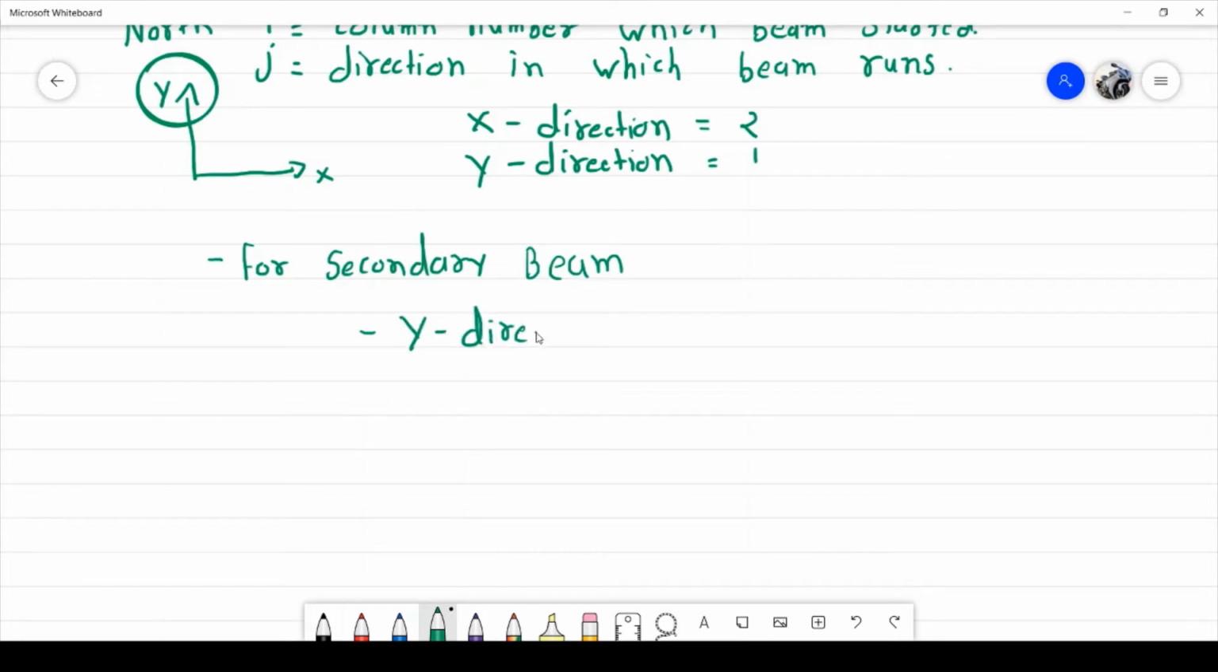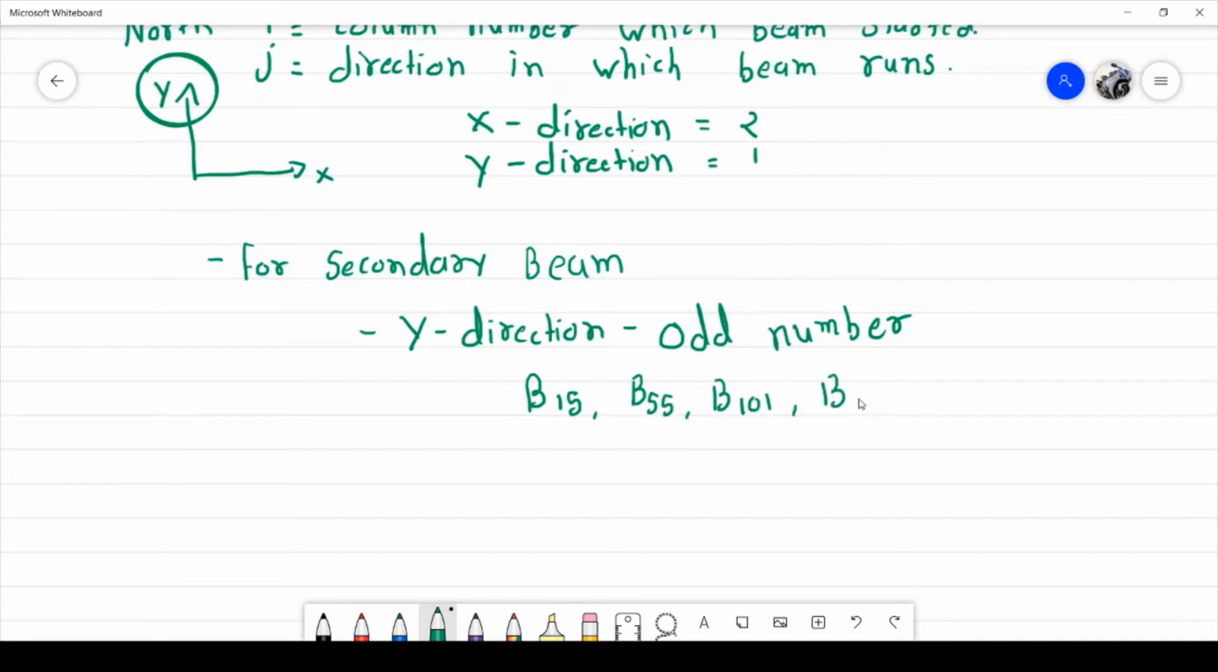Y direction. Y direction has odd numbers, like B15, B55, B101, B103, B93. There is nothing for I, nothing for J. There are just odd numbers. There is no I, no J. Same for the X direction.